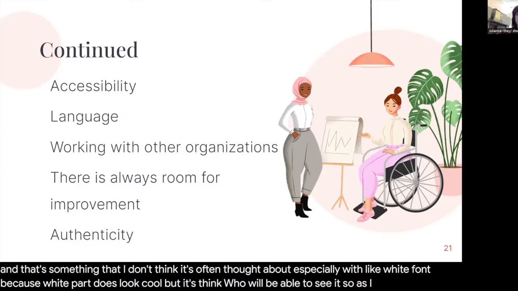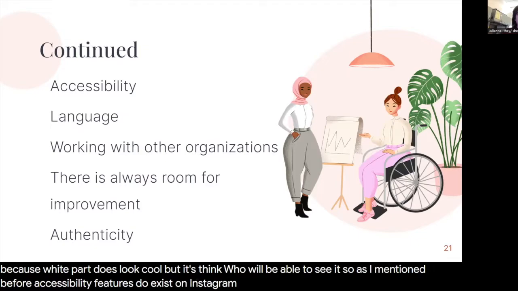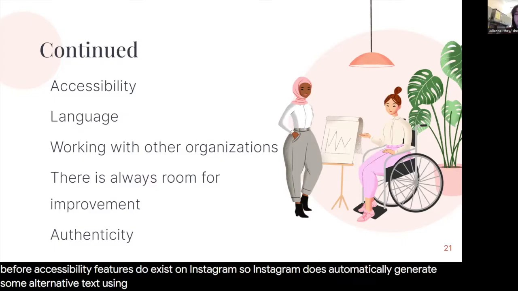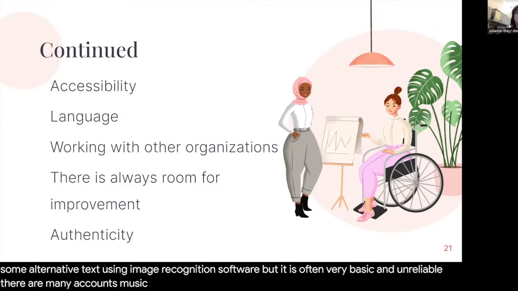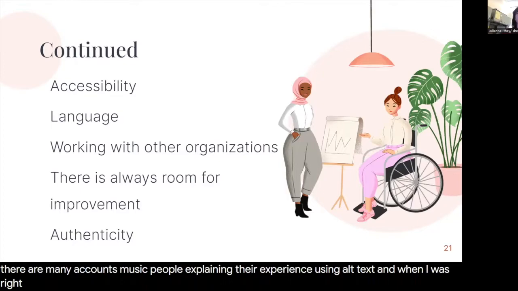So as I mentioned before, accessibility features do exist on Instagram. Instagram does automatically generate some alternative text using image recognition software, but it is often very basic and unreliable. There are many accounts of people explaining their experience using alt text. And what I was referencing before of it sounding really weird, this is coming from people who have to use this feature and have noticed that it does not work very well.